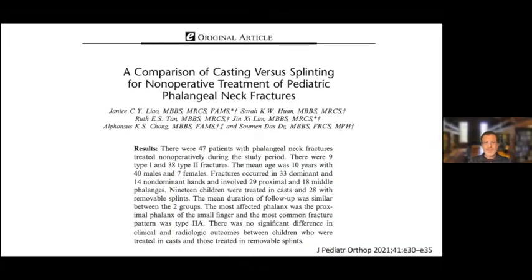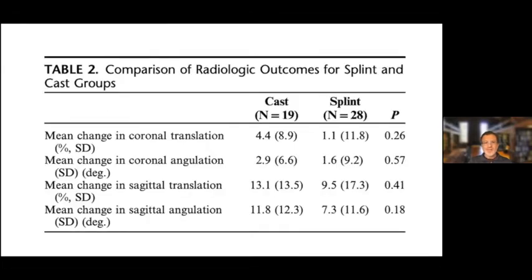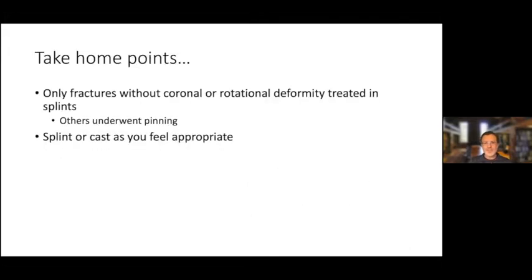Here's another study, 2021, from our friend Schulman. A comparison of casting versus splinting for non-operative treatment of pediatric phalangeal neck fractures. Now they went from 8 patients to 47 patients. So this is a much bigger study. And this just assumes that they're going to remodel, because they treat their patients with either casting or splinting, even for displaced fractures. And you can see from their data that there's basically no difference, whether or not they splinted or they casted, in terms of post-reduction changes in coronal angulation, translation, sagittal translation, or angulation.